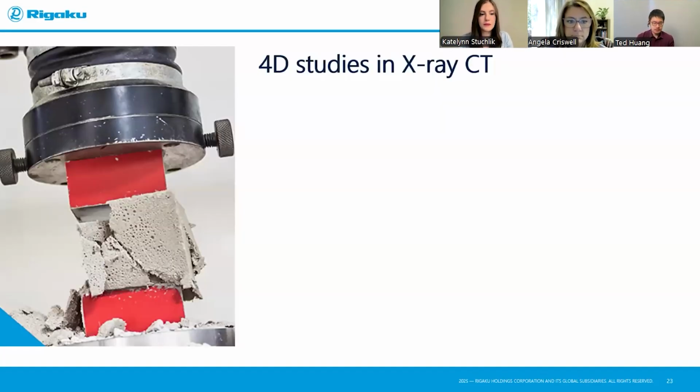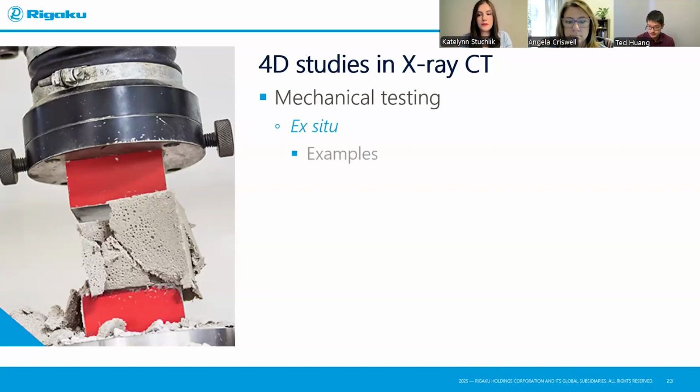So 4D study, because it's just a 3D plus time result, it can literally be anything. But there are a couple ones that are very popular and people are thinking about doing all the time. First is mechanical testing. I'll show you some examples that are ex situ mechanical testing. If you're not too sure what it is, don't worry. I'll also tell you about it. I'll show you some examples of ex situ mechanical testing studies. And then what are their advantages and challenges when you're trying to do ex situ mechanical testing.